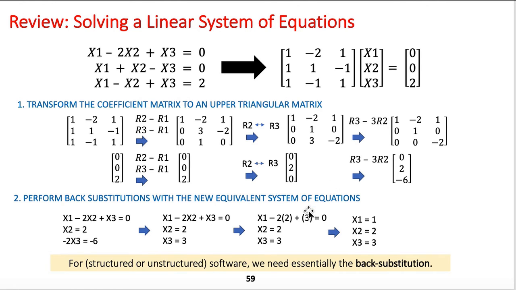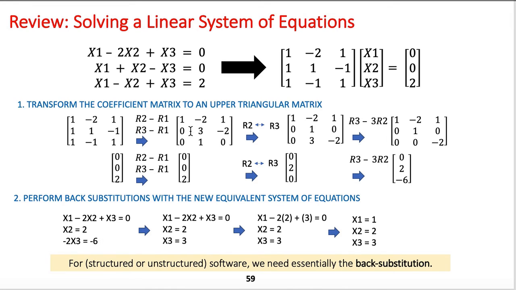The second step of solving the system of equations is we start from the end. Here we have minus 2x3 is equal to minus 6. We get x3 is equal to 3. We substitute it in the second last equation, and then we get x2. We keep doing this until we get the solution for the first variable. The second step is called back substitution.